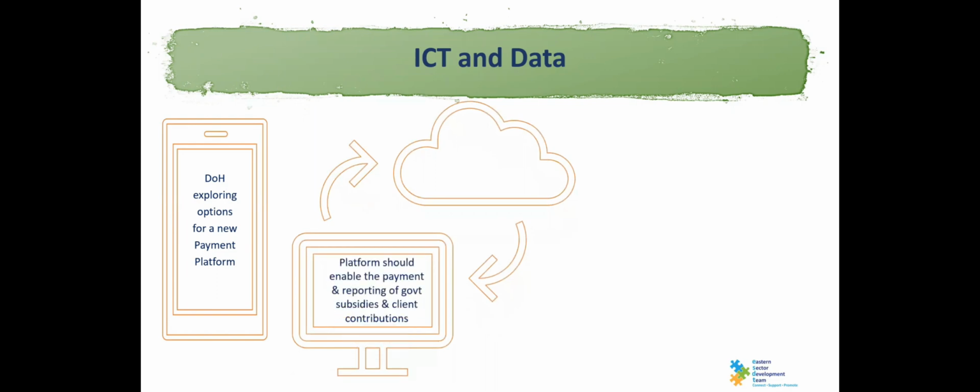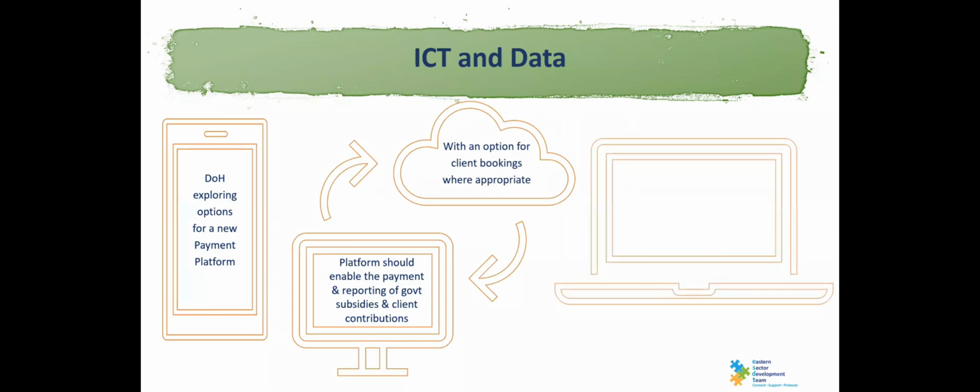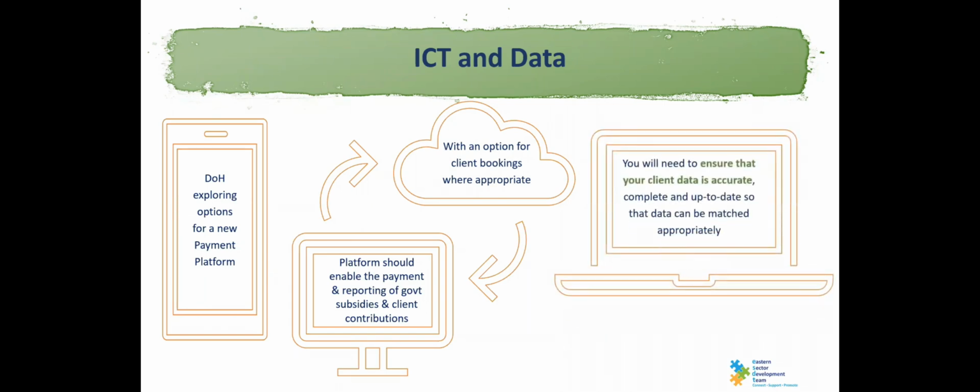So another area of reform that will really need to be thought about and considered is around our information technology and our data. The Department of Health and Aged Care are exploring options for a new payment platform, which should enable the payment and reporting of government subsidies and client contributions, with an option for client bookings where appropriate. You will need to ensure that your client data is accurate, complete, and up to date so that data can be matched appropriately. And we really can't stress that enough.